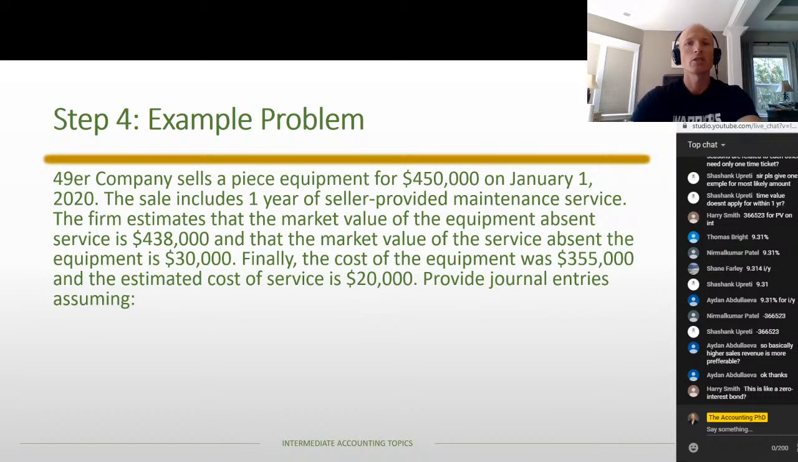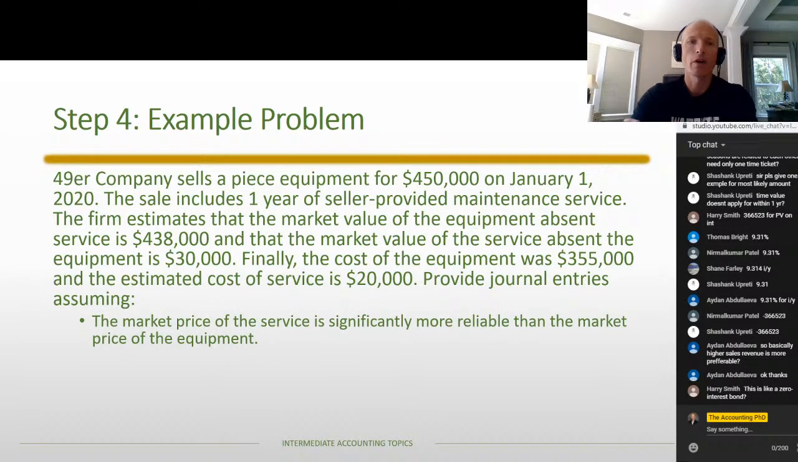So 49er Company sells a piece of equipment for $450,000 on January 1st. The sale includes 1 year of seller-provided maintenance service. The firm estimates that the market value of the equipment absent the service is $438,000, and the market value of the service absent the equipment is $30,000. The cost of the equipment is $355,000, and the cost of service is $20,000. Provide journal entries, assuming we're going to go through some different scenarios.